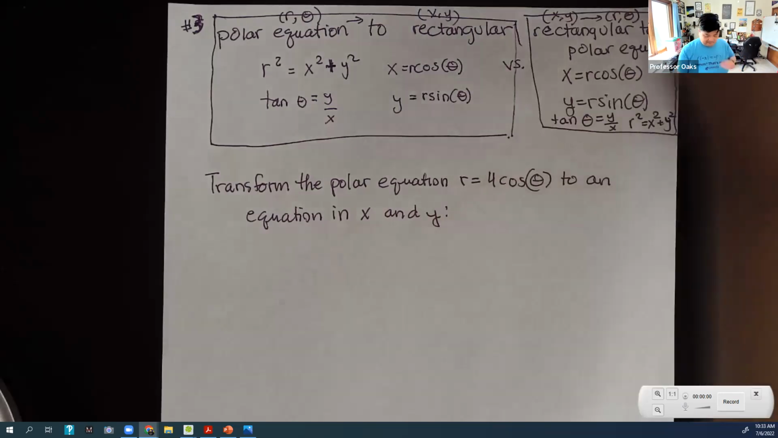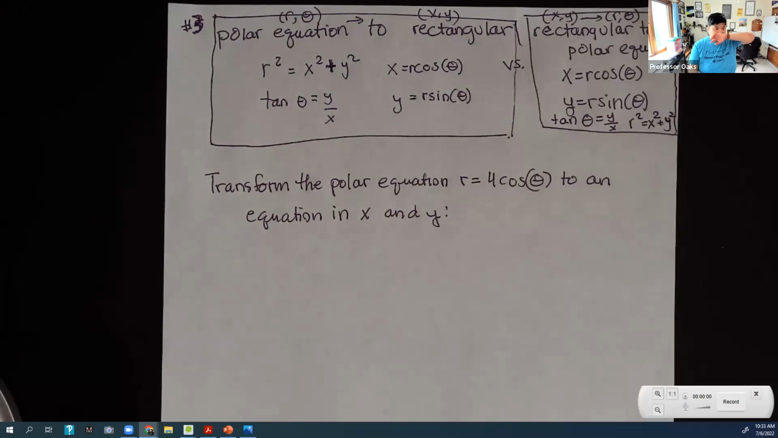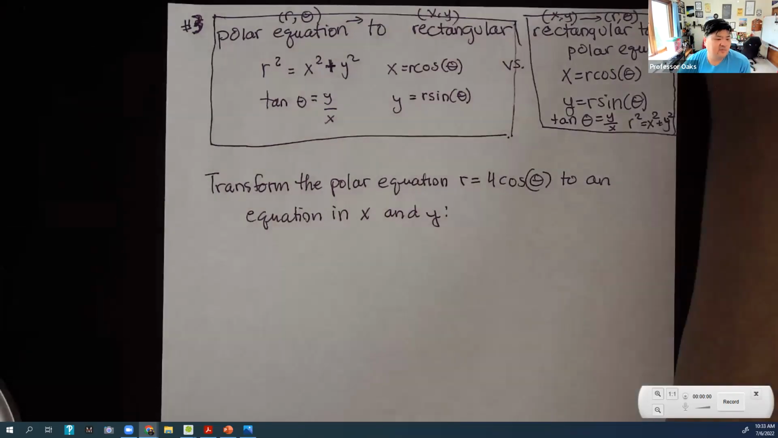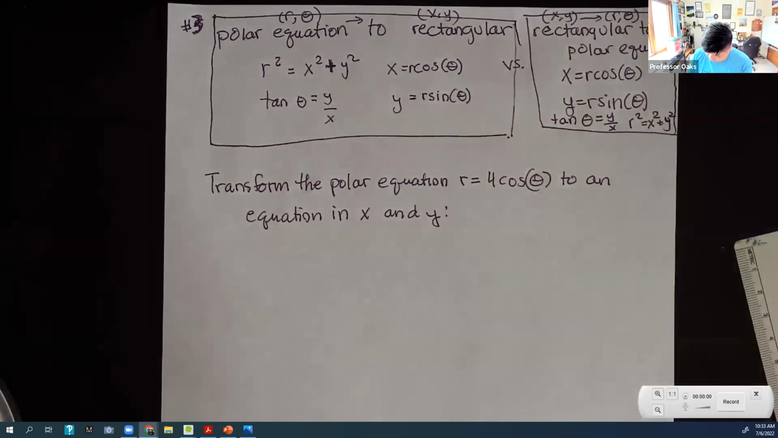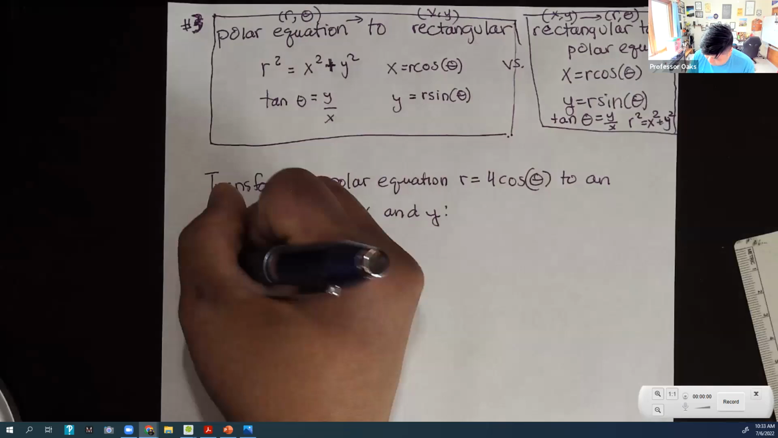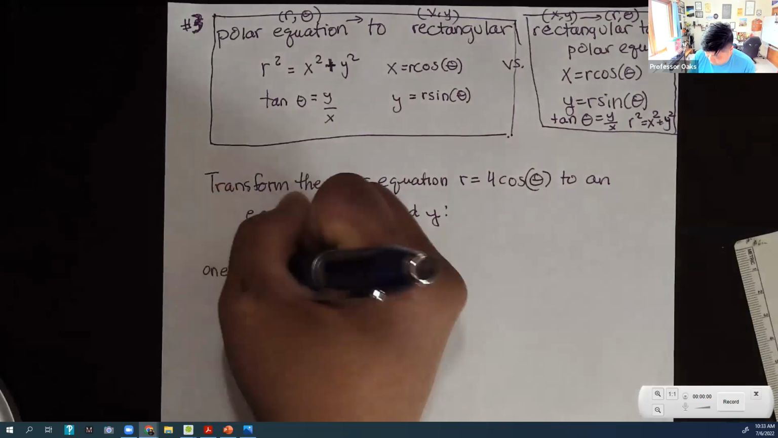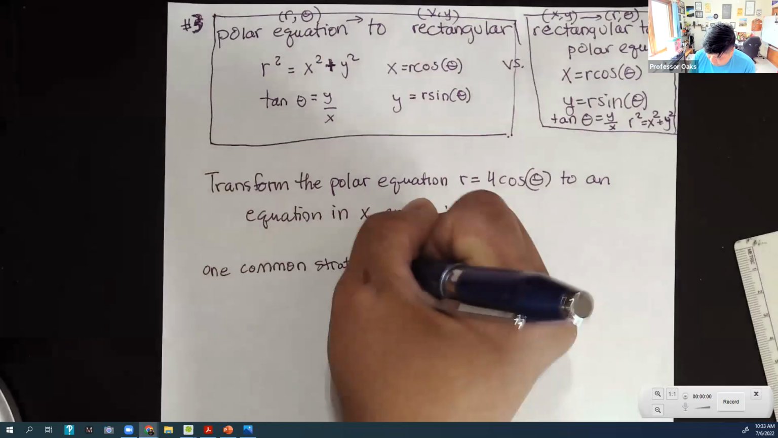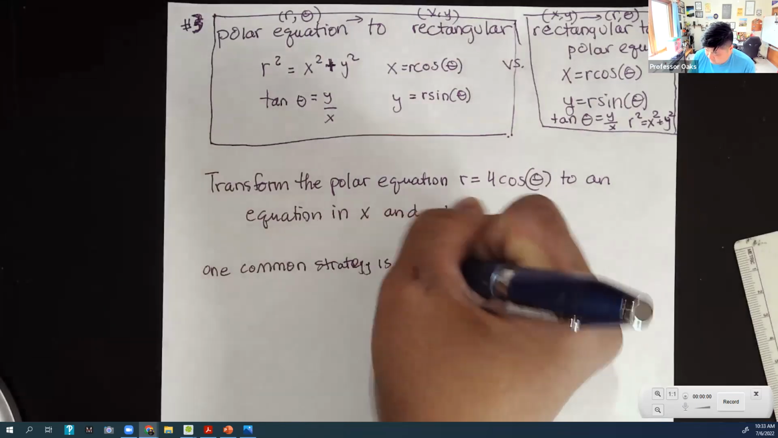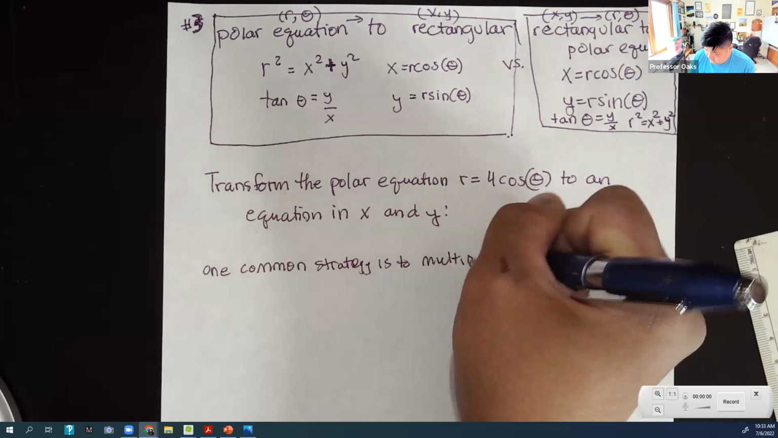So what I will say is that one of the common things is to multiply by an r. One common strategy is to multiply by r.